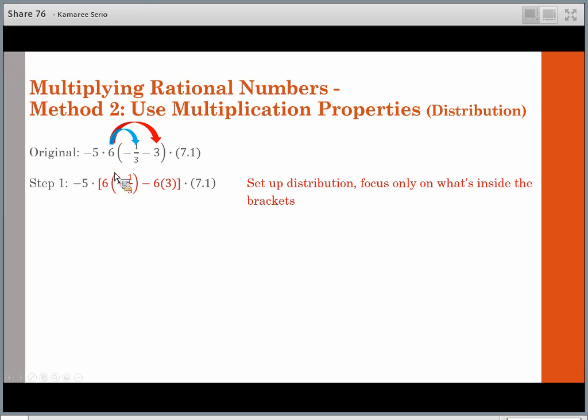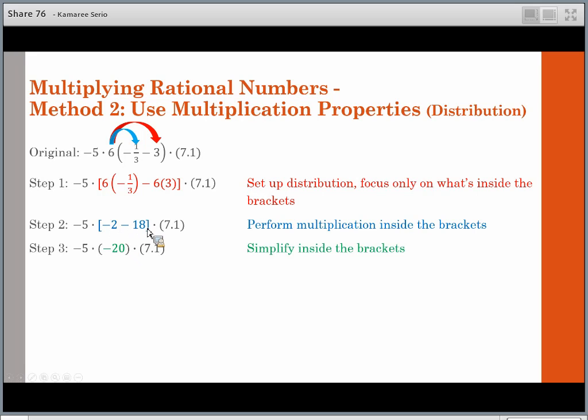Okay, now here I need to simplify what's in my brackets first, which means I need to do 6 times negative 1/3 and 6 times 3. So when you do that, the 6 times negative 1/3 gives you negative 2, and 6 times 3 is 18. Okay, now here I'm just going to simplify what's inside my bracket. So negative 2 minus 18 gives you negative 20.